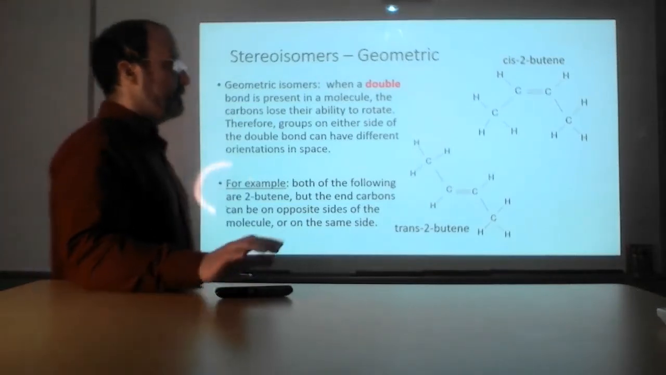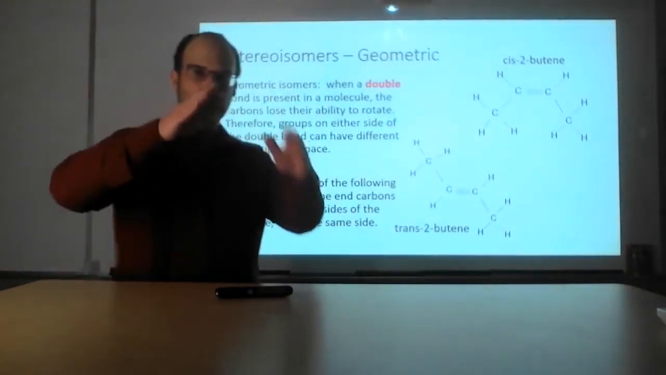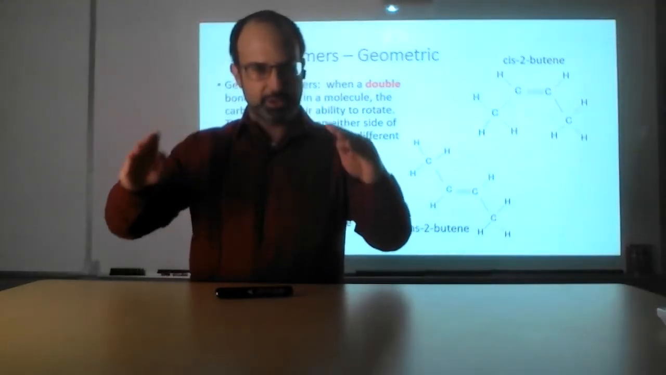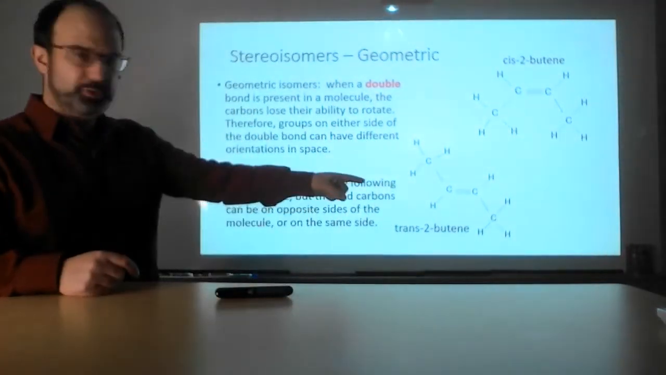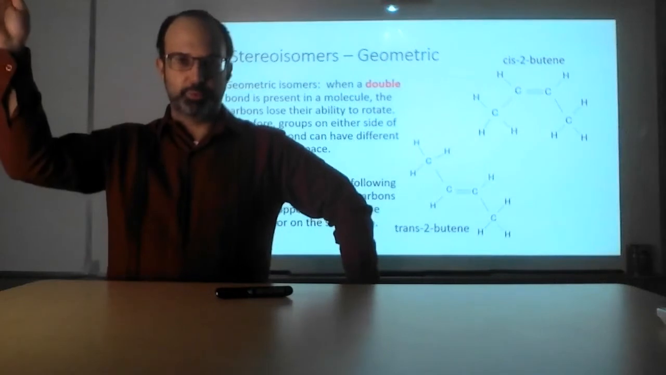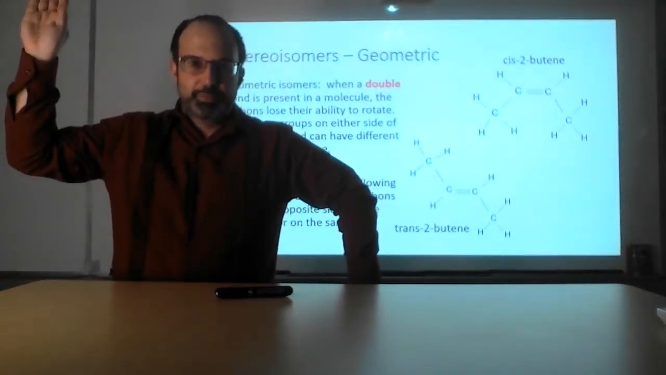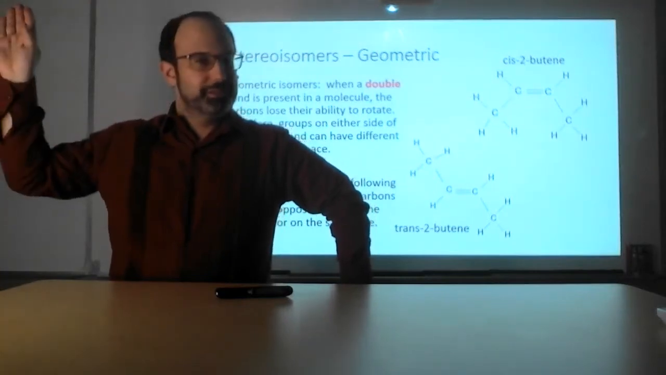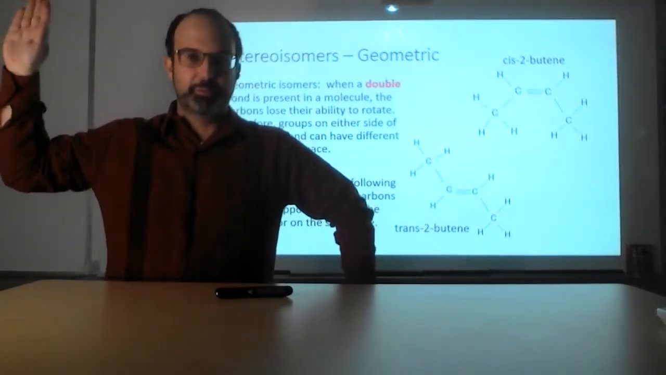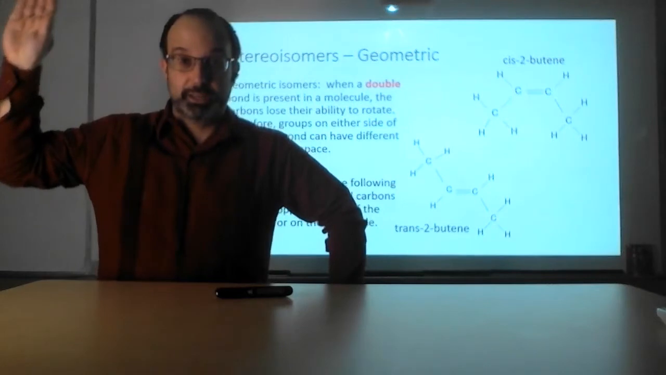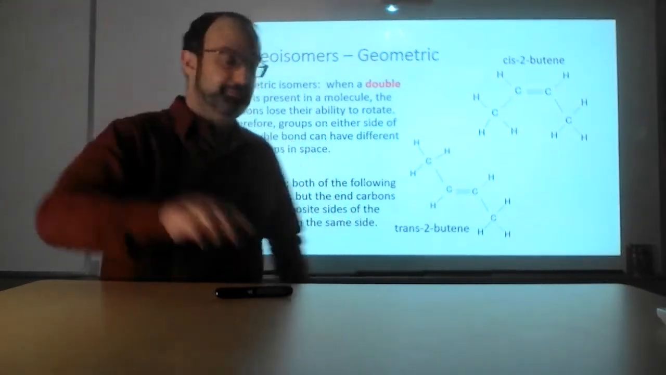Right? This one up here, the two are going down together. This one over here, they're going one up, one down. Right? It's like this versus like this. The problem is I can rotate my arm because I don't have a double bond connecting these two. If there's a double bond, they'd be stuck. I couldn't rotate it. It wouldn't work. Now I'm doing the robot.